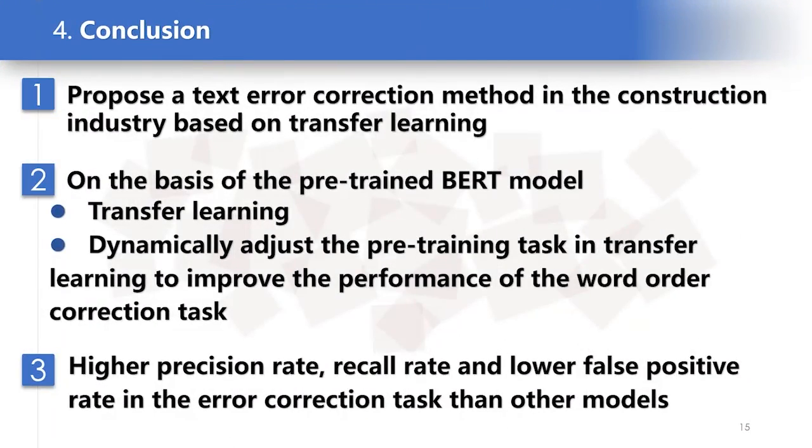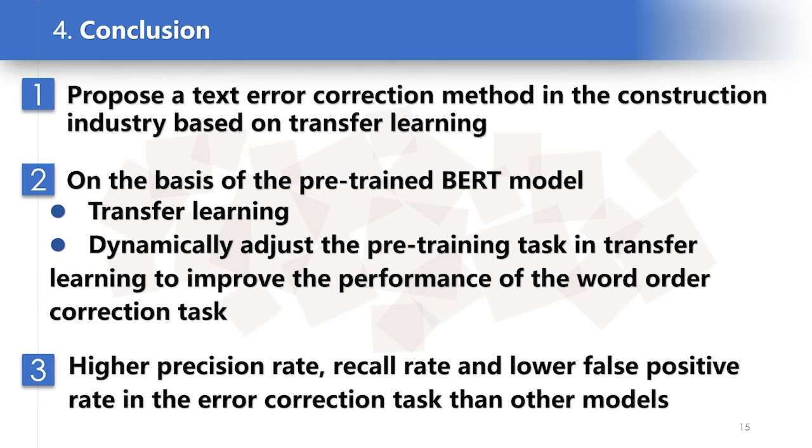The last part is the conclusion. This paper proposes a text error correction method in the construction industry based on transfer learning. On the basis of the pre-trained BERT model, we perform transfer learning through unsupervised training on the unlabeled related field dataset, and then use the training samples in the construction document corpus dataset to retrain the model after transfer learning to complete the text error correction task.